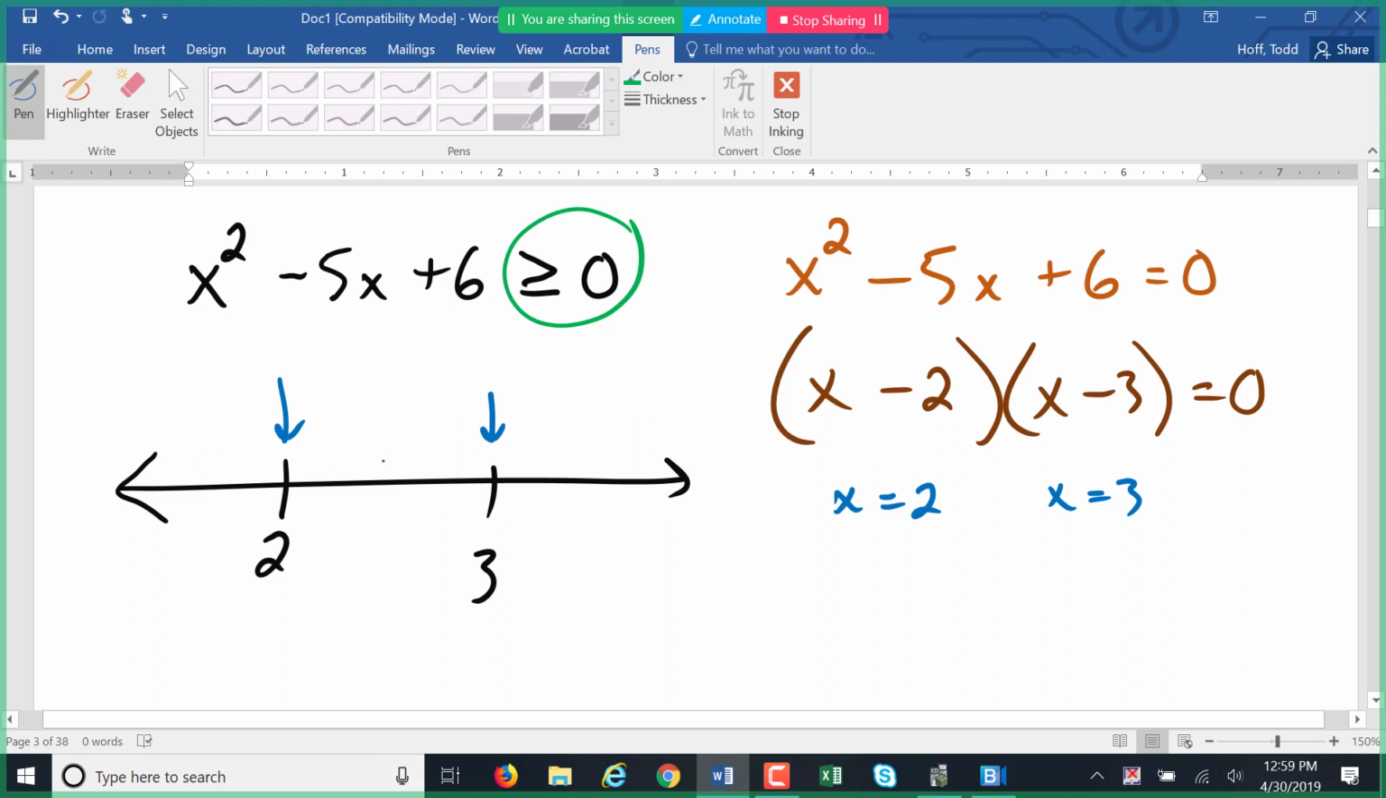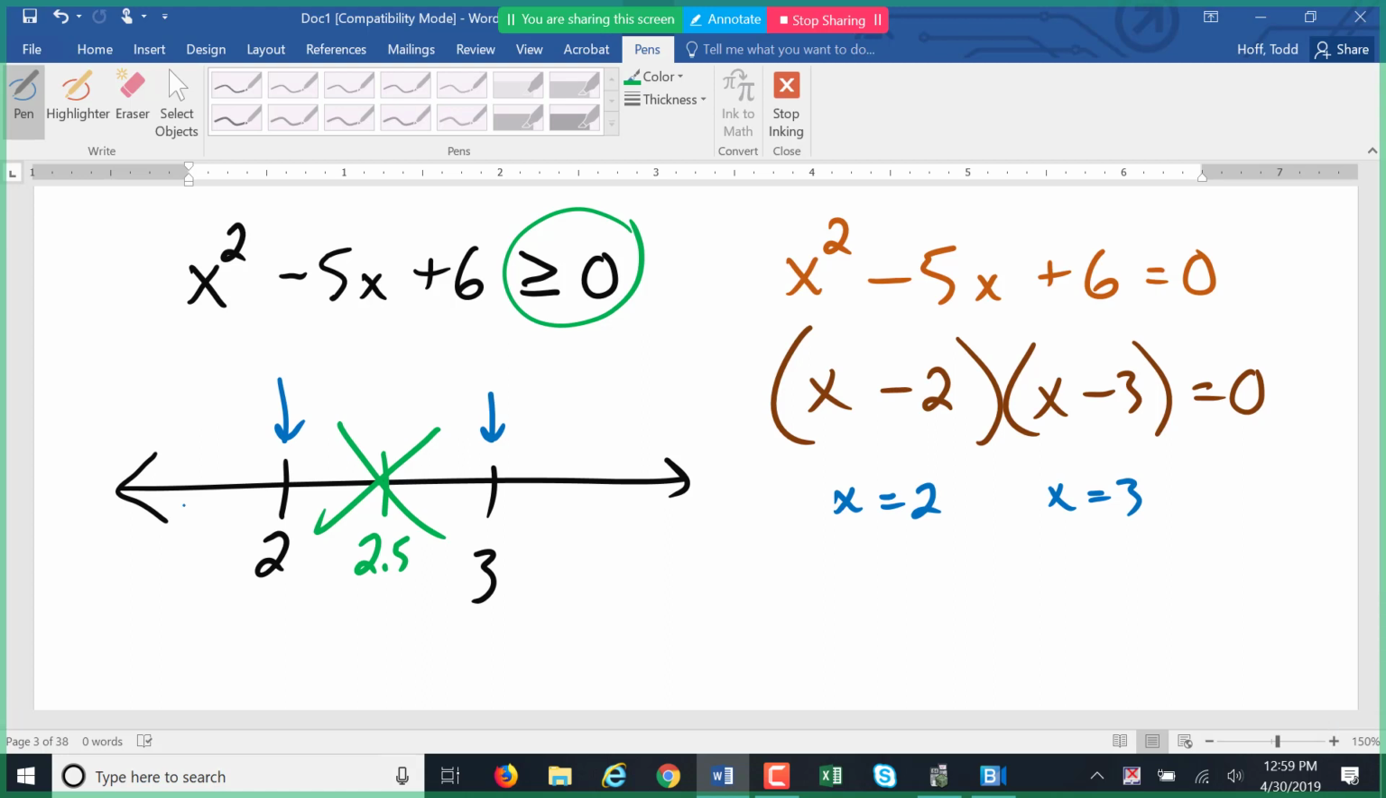So let's try a value that's in between here, which would be 2.5, right? If I try that, 2.5 squared is 6.25. Negative 5 times 2.5 is negative 12.5, plus 6. That actually gives us a negative 0.25. That is not greater than 0. It's not true between those values. Hopefully that means it's true outside on both sides, but let's double check.